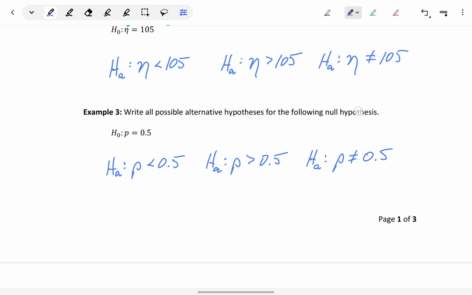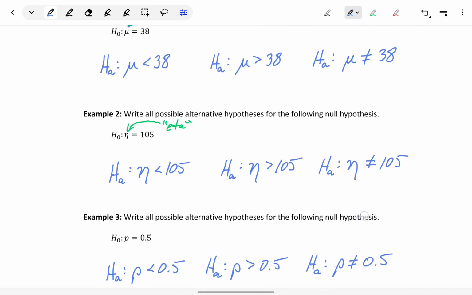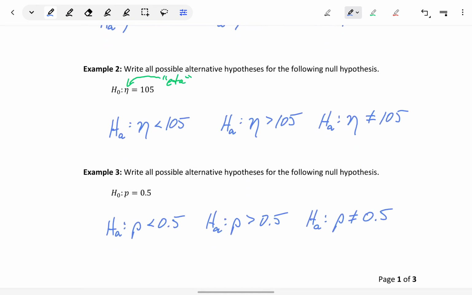So again, we're really just reinforcing here that the null hypothesis always has an equal sign, and the alternative will have one of these three strict inequality statements. Apart from those symbols changing, we use the same parameter and the same number value in each hypothesis.